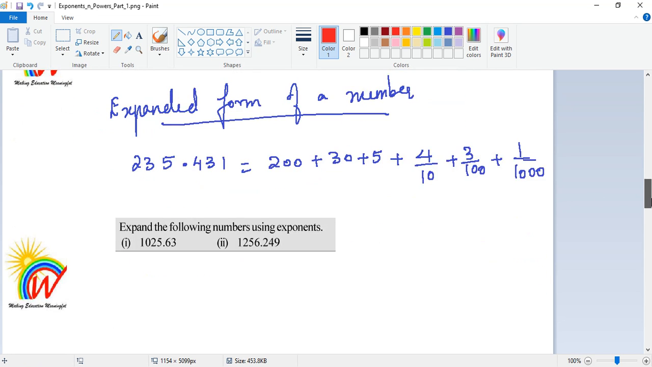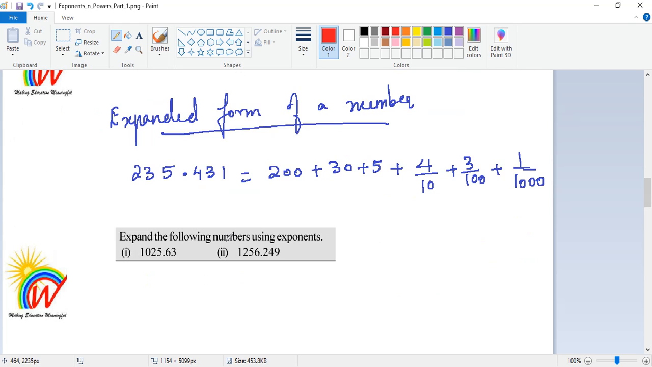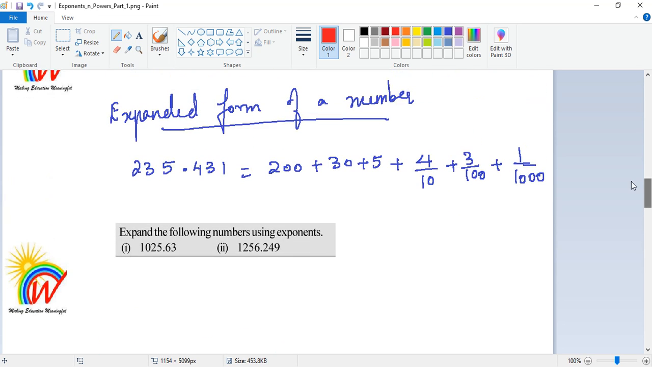Okay, now expanded form of a number. If you want to write it in an expanded form, earlier when you were in lower classes, you would have learned that if there were just 3 digits like 235, this 235 is actually written as 200 plus 30 plus 5.